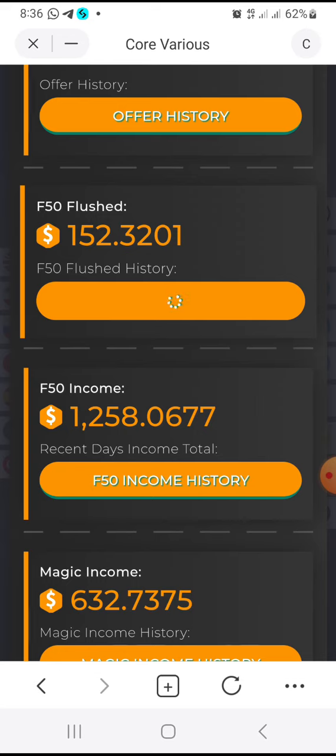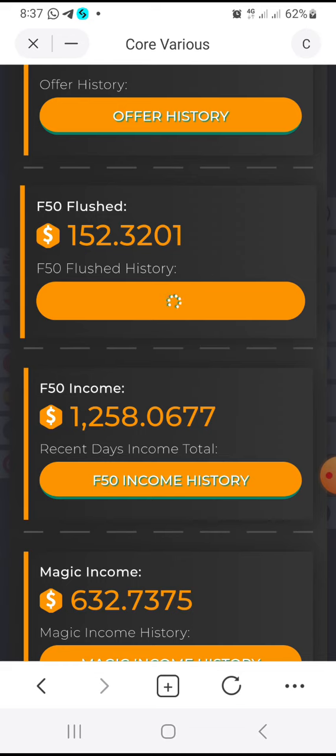I did all that I can to maintain this F50 flash, but it got to a point because my direct team investment is not growing like I want it to be, okay? The system wants to pay me more. Anytime you see F50 flash, it tells you that the system wants to pay you more. Either increase your investment or increase your direct team investment. That is what it means, okay?